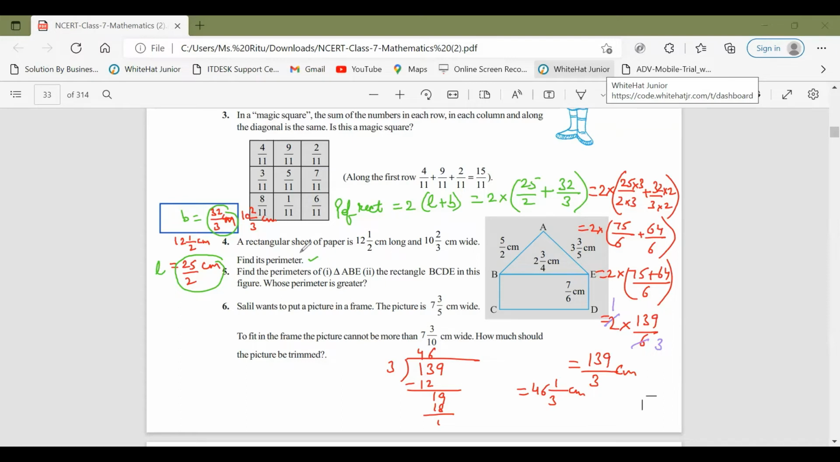Write properly. First, write the length, convert into improper fraction. Write the breadth, convert into improper fraction. Write the formula of perimeter of rectangular sheet. Then put the values and solve properly by converting the unlike fractions into like fractions so that we can add them. Okay, let's switch to the next question number 5 now.